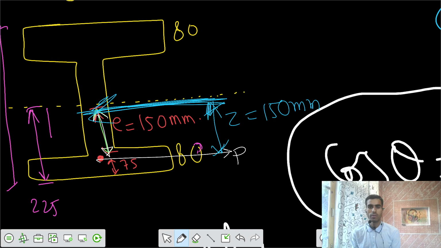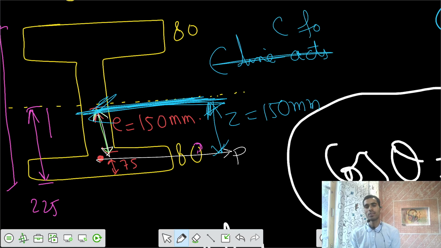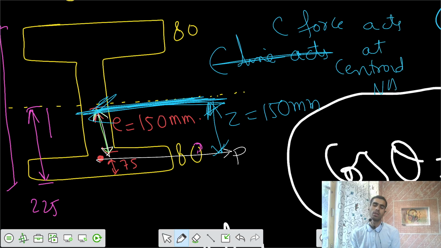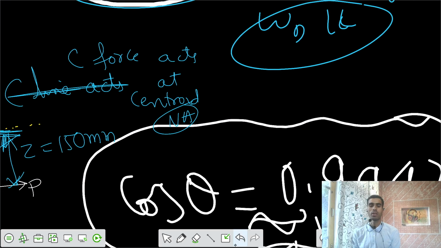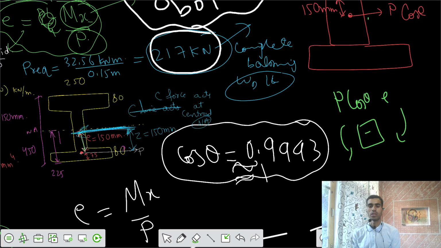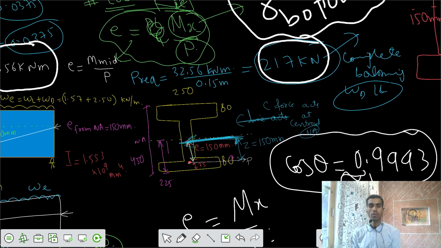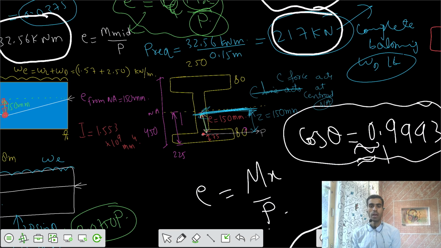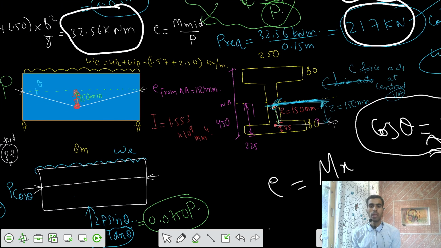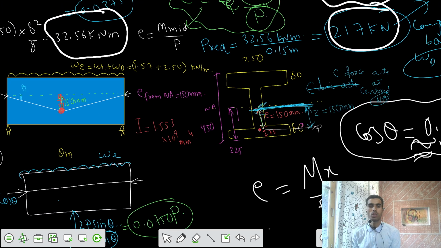That means the C force is acting at the centroid. The C line acts at the centroid, or neutral axis. So your C line is at the neutral axis for the midspan section. And for all values of X, for all values of M, it would have the same value.